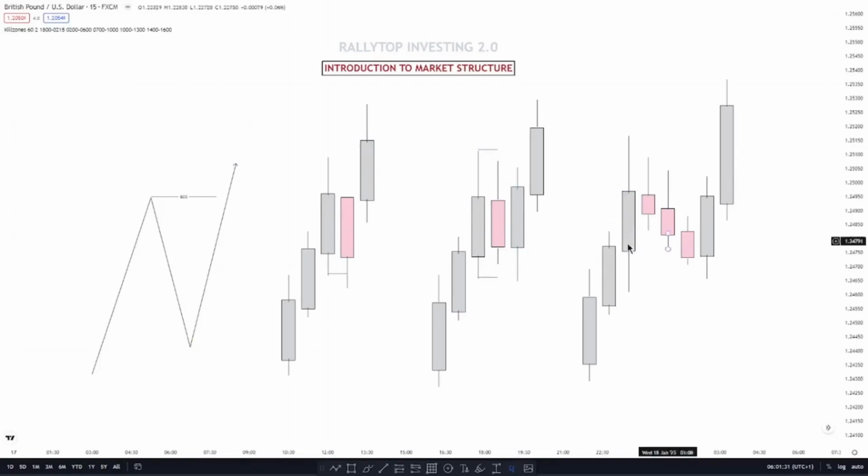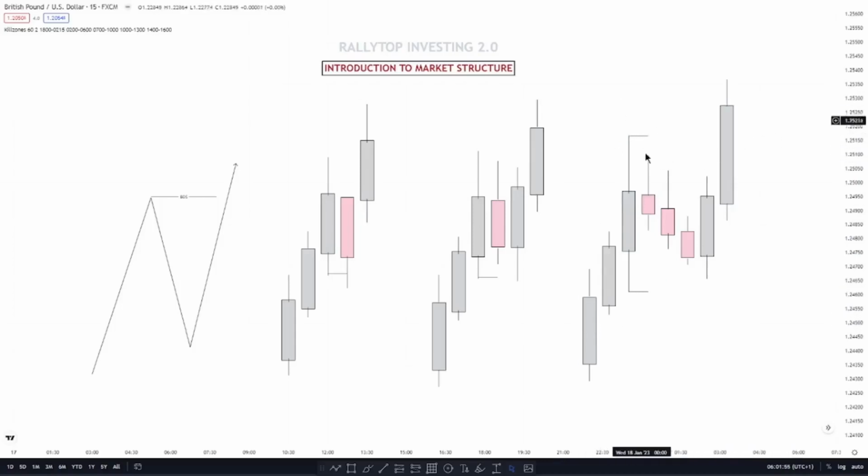Now the last one, the last diagram, take a look. Strong impulsive move, it printed this high. It printed this high here. Can you see that? After printing that high, what happened? Where is the low of the candle that printed that high? This is the low of that candle that printed that high. Correct? Correct. Now the high is protected.